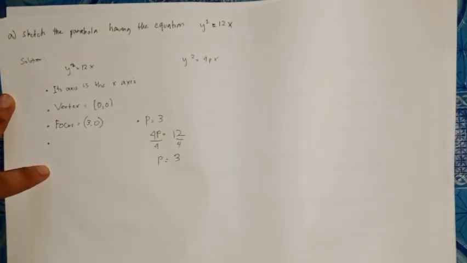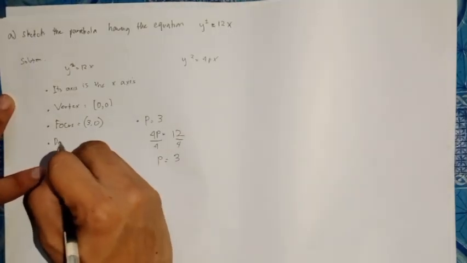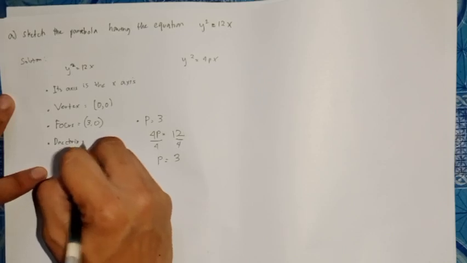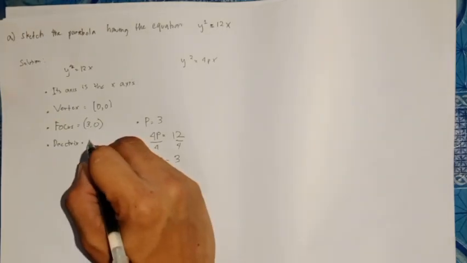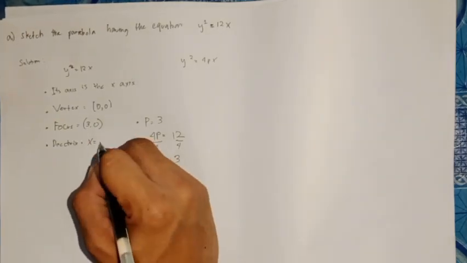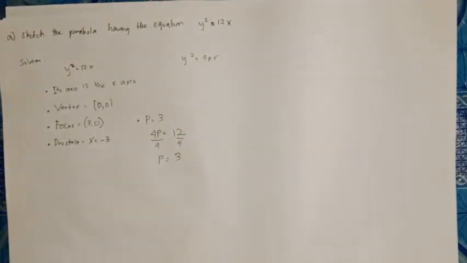Next, we will find the directrix. Take note that the focus and the directrix have the same distance from the vertex. Therefore, the directrix is x equals negative 3.